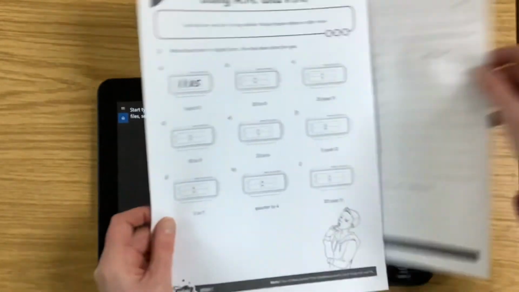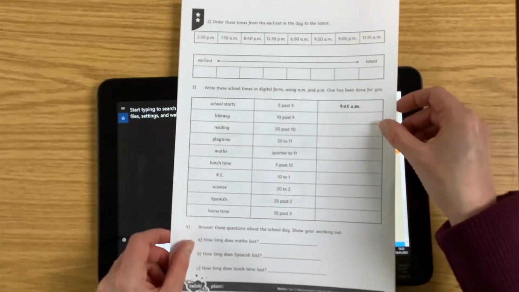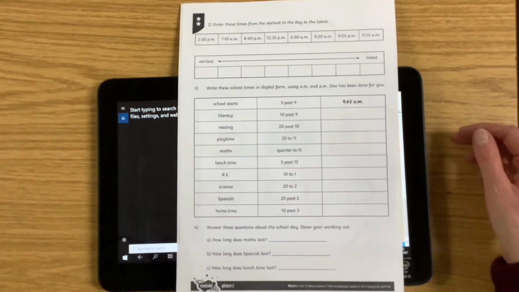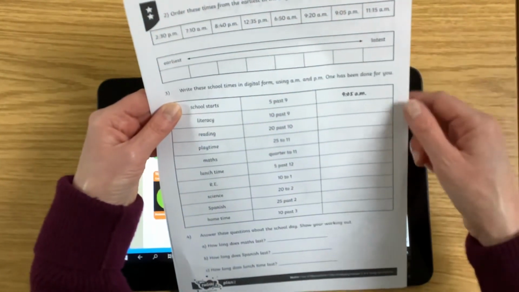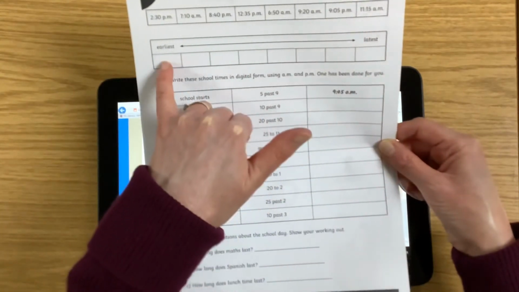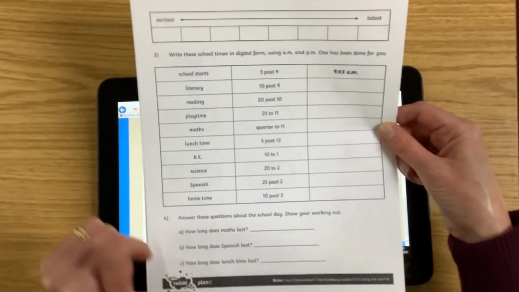But once you've done that, then what I would like you to do is go and have a go at the second page. And on the second page, you've been given some different times. Some of them begin with AM, some of them begin with PM. Can you put those in order from the earliest time in the day to the latest? Then you've got a school timetable.